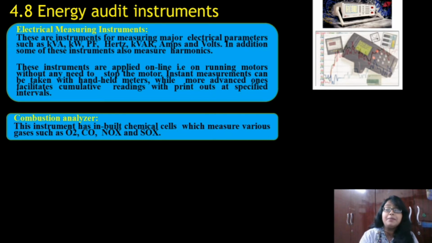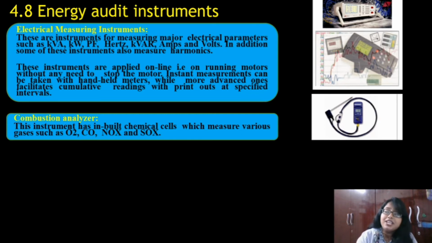Now, talking about certain mechanical measurements, we have combustion analyzers. We know in many of the industries we have furnaces, so it becomes important to know whether the gas is in proper volume or not. So combustion analyzers are there. This instrument has chemical cells. It measures various gases like oxygen, carbon dioxide, nitrogen oxide, and sulfur oxides. So all these things could be measured. As you see, this is a sensor over here, and accordingly it gives you readings on its display. So this is a combustion analyzer which helps you to know all these gases.